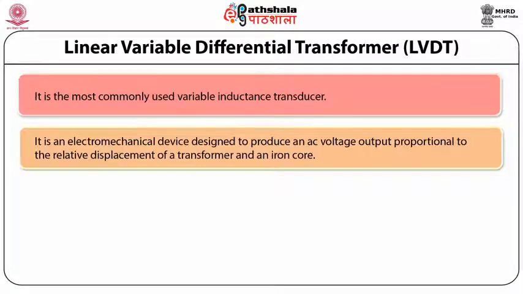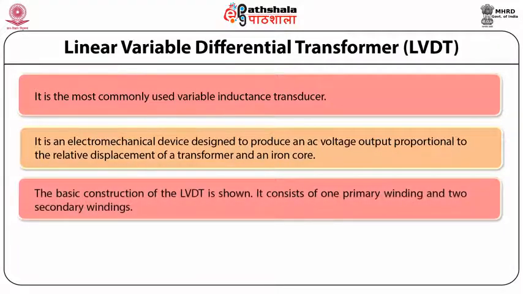So these figures show us the basics of LVDT and the construction of LVDT, which consists of one primary winding and two secondary windings. Secondary windings are identical in respect of their number of turns and their placement on both the sides of the primary windings.